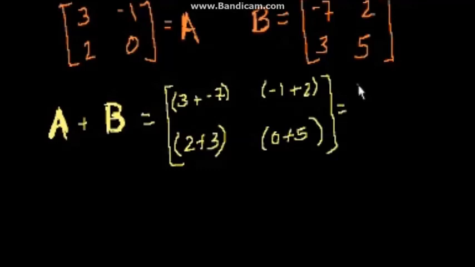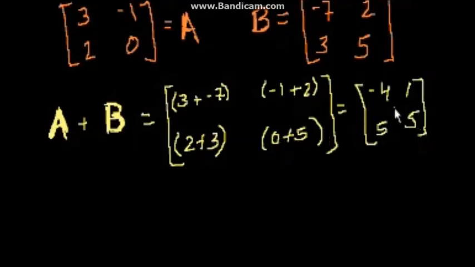So that equals what? 3 plus -7, that is -4. -1 plus 2, that's 1. 2 plus 3 is 5. And 0 plus 5 is 5. So there we have it. That is how we humans have defined the addition of two matrices. And by this definition, you can imagine that this is going to be the same thing as B plus A.